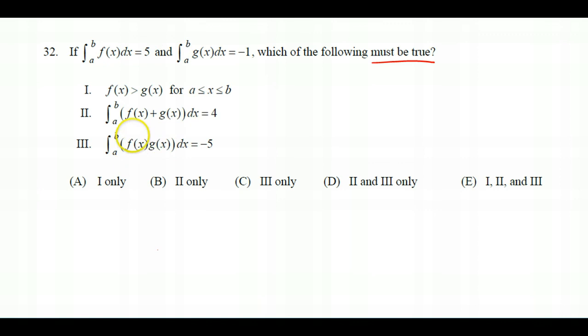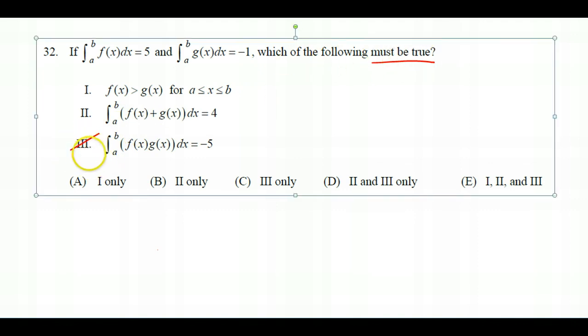So they're saying, is it true that when I multiply these functions together and take their integral, it's the same as taking the integral of each independently? And again, the answer there is no, that's not a property that works. So 3 doesn't have to be true. So which of the following must be true? Not 3. So 3 is something that I'm not considering as part of my answer.